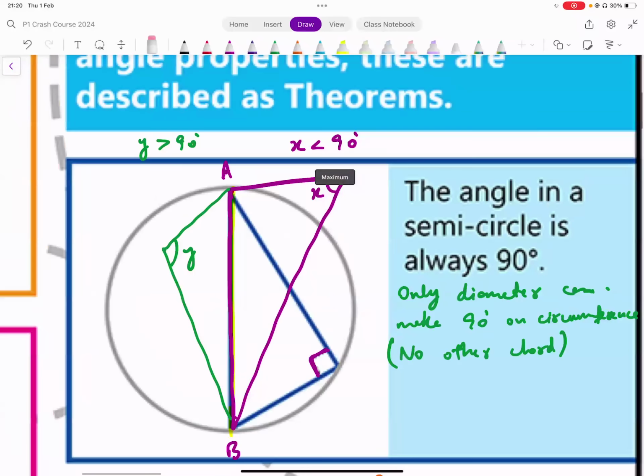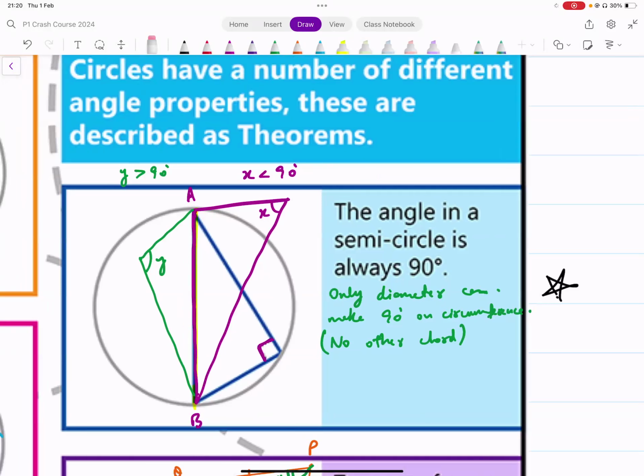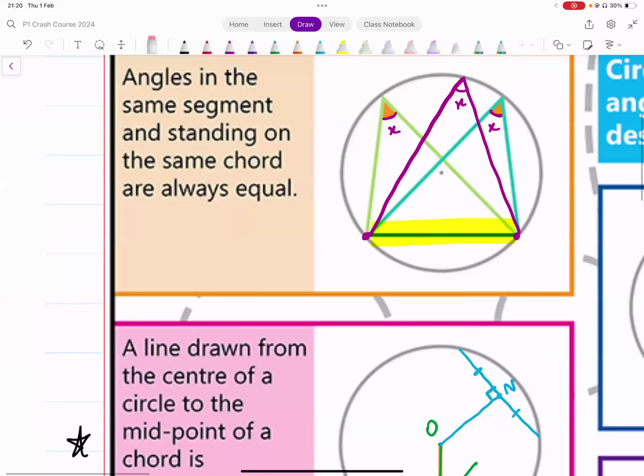So this one, the diameter one, this is used very frequently. Angle made by diameter is 90 degrees, along with the other details that we did. That if the diameter makes an angle outside the circle, that's less than 90. If it makes one inside the circle, that's greater than 90. And only diameter can make 90 degrees. Any other chord cannot make 90 degrees at the circumference. Okay, that's what we talked about.